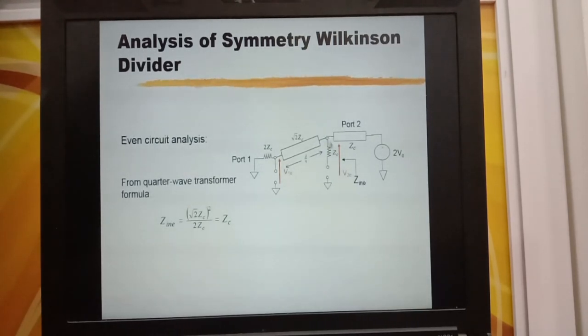Input impedance of ZC is equal to the source impedance of port 2, which is also ZC. Therefore, we will have an impedance match. In other words, S22 will be equal to 0.